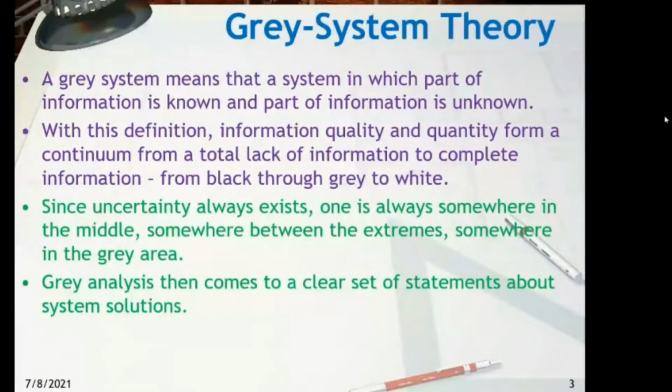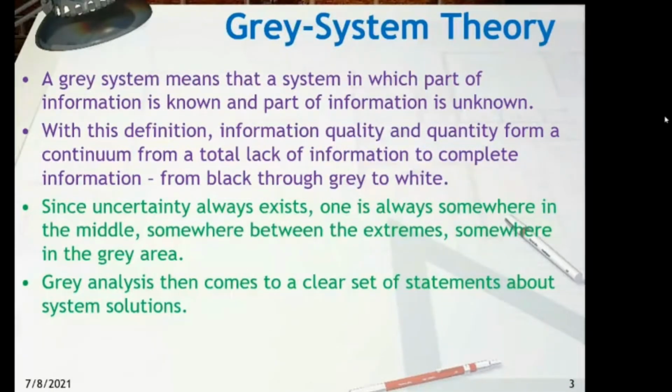So the gray system theory is one where part of the information is known and part of the information is unknown. With this definition, information quality or quantity is a continuum from the total lack of information to the complete information. So what we can say is, from black to gray, then white. We say black when there is no information at all, and white when we have the complete information. But in reality, we will have only gray information.